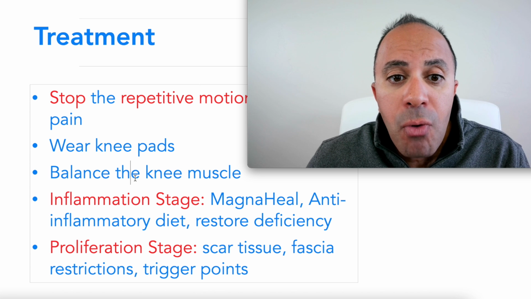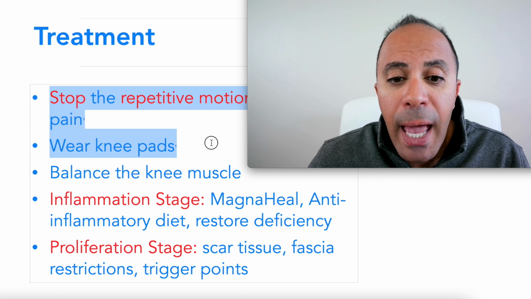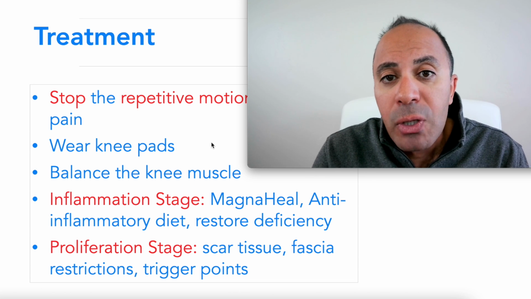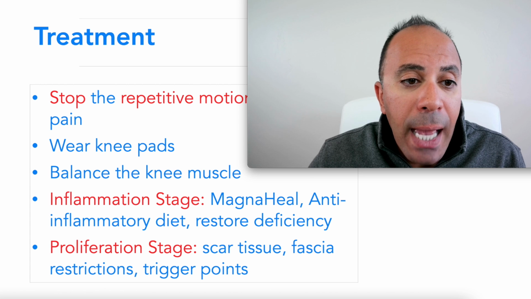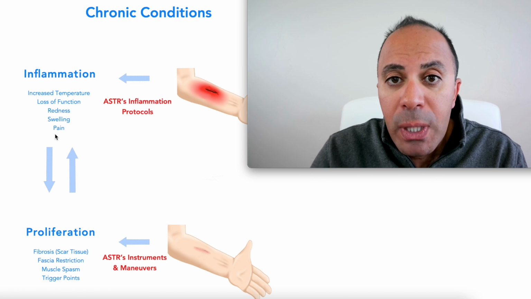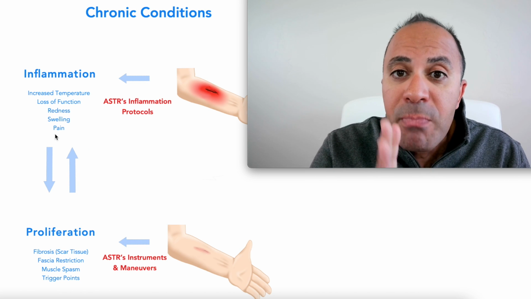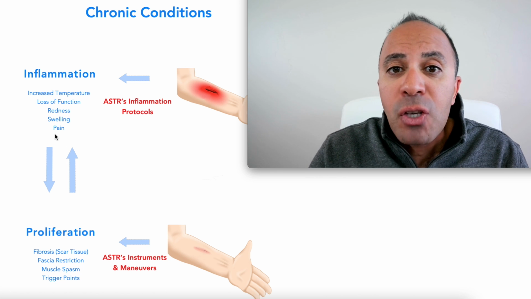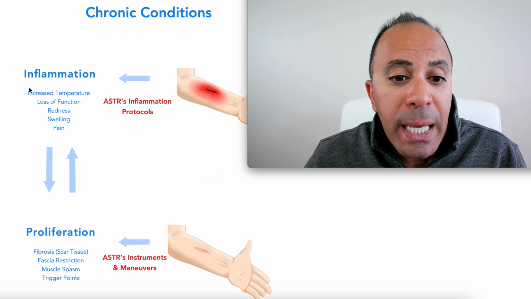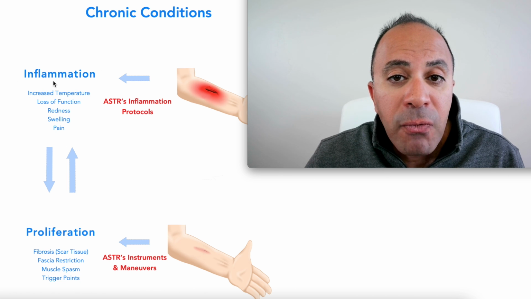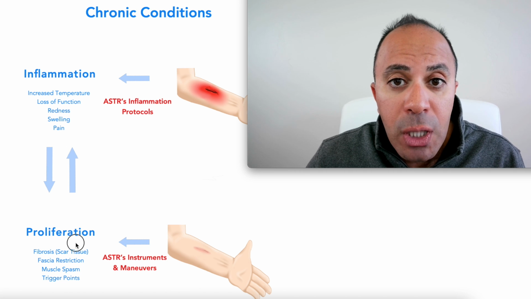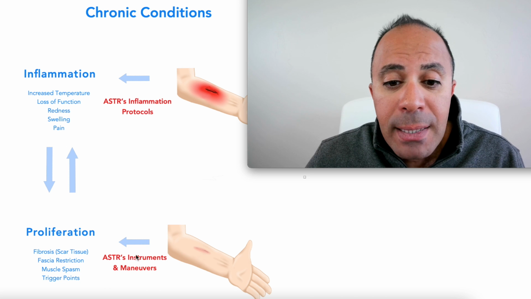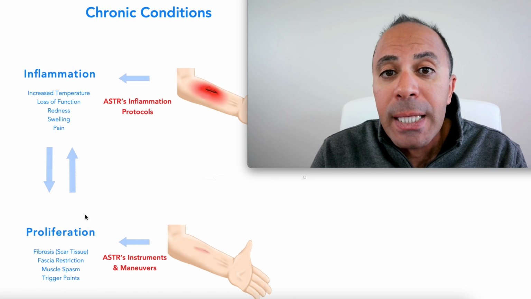So if after stopping the activity that causes more pain and wearing a knee pad, your pain is still consistent, that is a sign that your body is stuck between inflammation and proliferation, going back and forth. And that's when we have to be aggressive to break that vicious cycle, decreasing the inflammation and working on the proliferation stage simultaneously. And that's actually the sum up of how to treat knee pain.